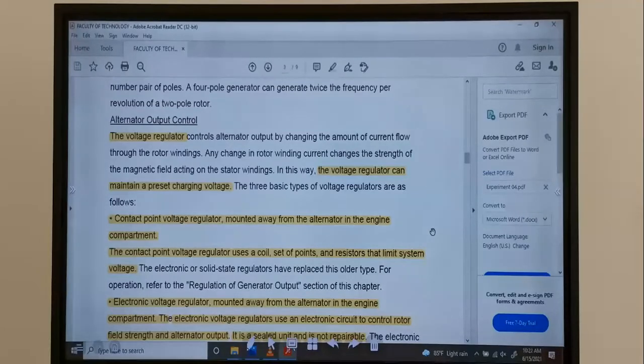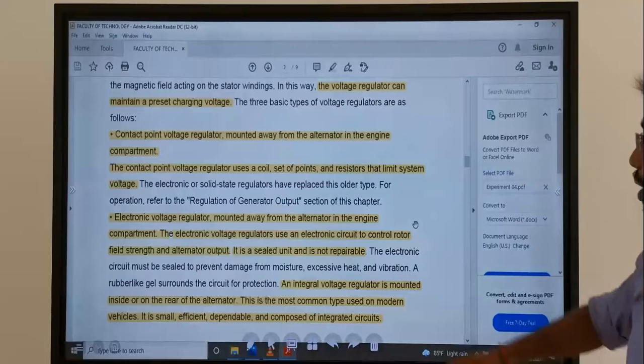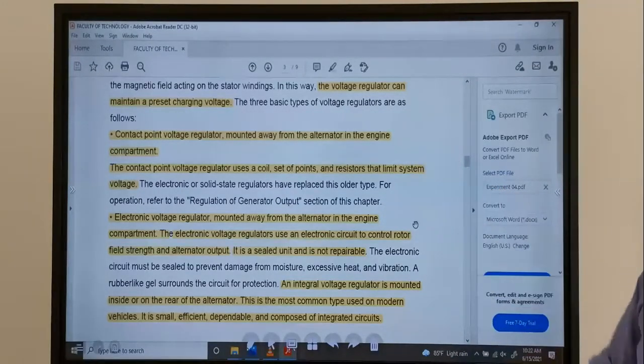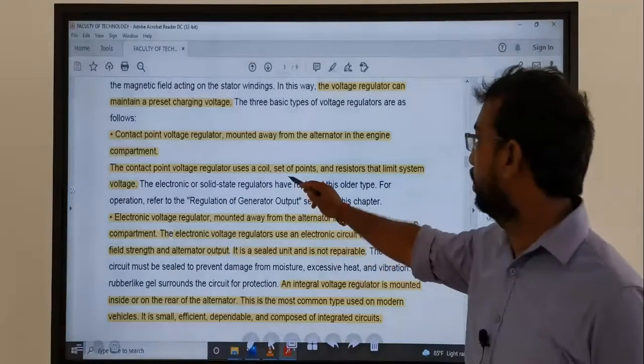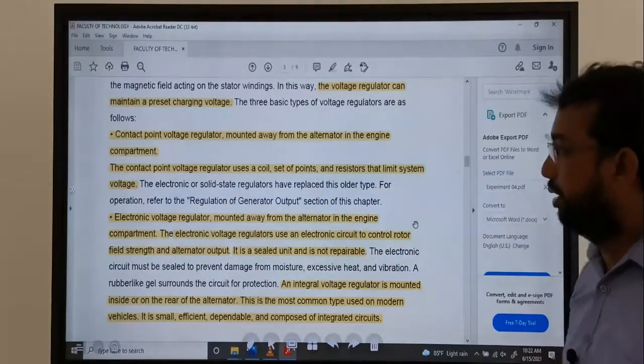So the voltage regulator, I already told about the voltage regulator. There are two types. One is the contact point voltage regulator. It's mounted away from the alternator in the engine component, not inside the alternator. The contact point regulator uses a coil, a set of points and a resistor that limit the system voltage.